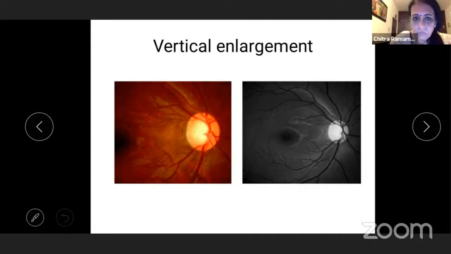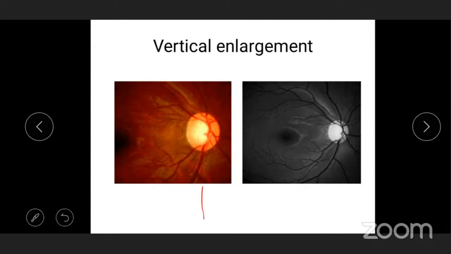So you can see here that in this picture, both the inferior and the superior part are thinned out. The nasal and temporal are also thin, but they are still maintained. So vertical enlargement is diagnostic.